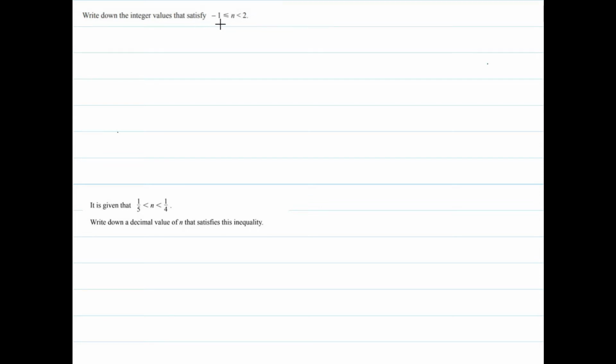This is a compound inequality. You can see there are more than one inequality signs in this. So I need to find the integer values. This means I need to find whole numbers only. They can be positive, negative, or zero. So let's start with this.